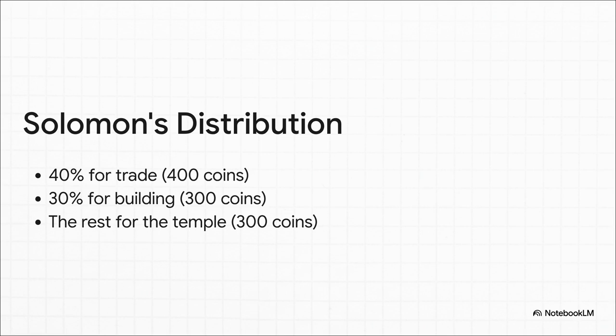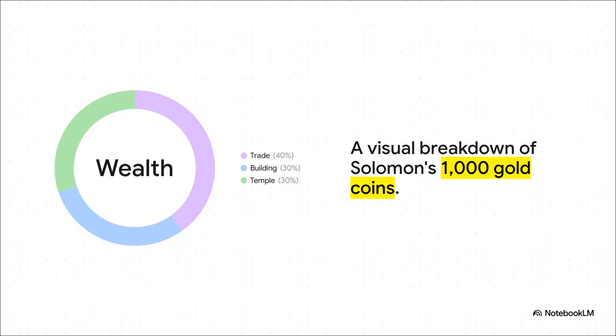The numbers themselves are clear enough, sure. But it takes you a second to really see how they all relate to the whole thing, that full 1,000 coins. And boom! This is the magic of a pie chart. Suddenly you get an instant feel for the proportions. You don't even have to think about it, you just see it. Trade is obviously the biggest piece of the pie, and building and the temple are equal, smaller parts. The story becomes visual and it's immediate.